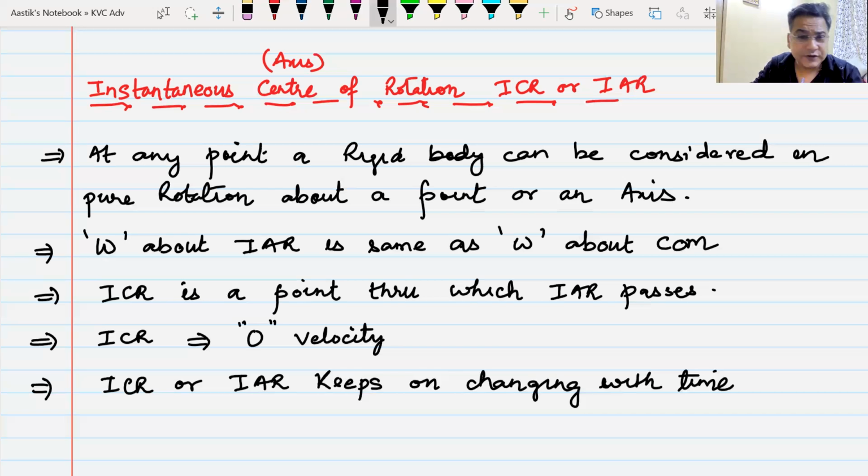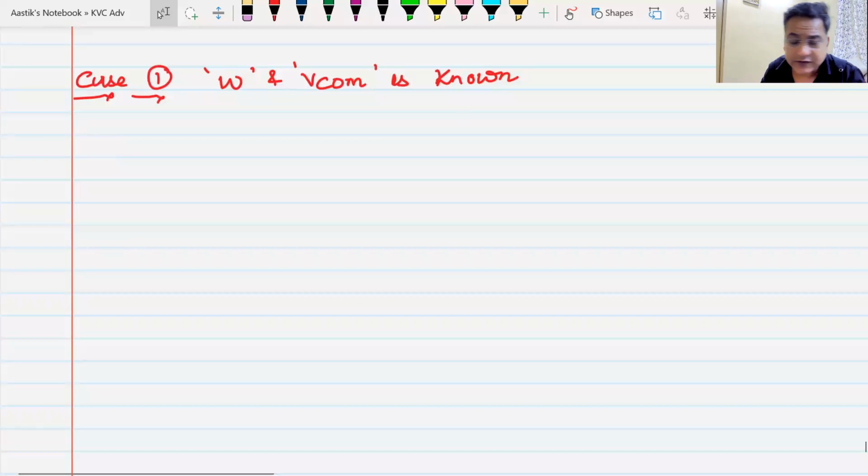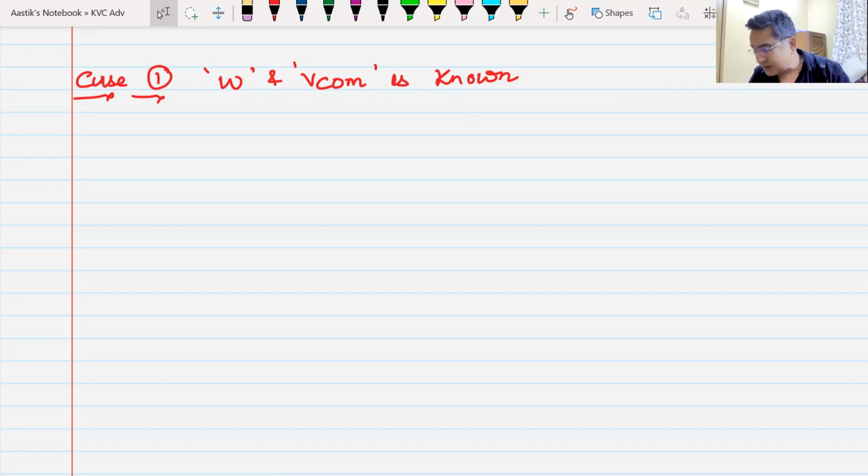So we can understand this by taking different cases. For example, the first case: you know the angular velocity omega with which the body is rotating, and you also know the velocity of the center of mass of the body. Then you can locate your instantaneous axis or instantaneous center of rotation. How are you going to locate it?